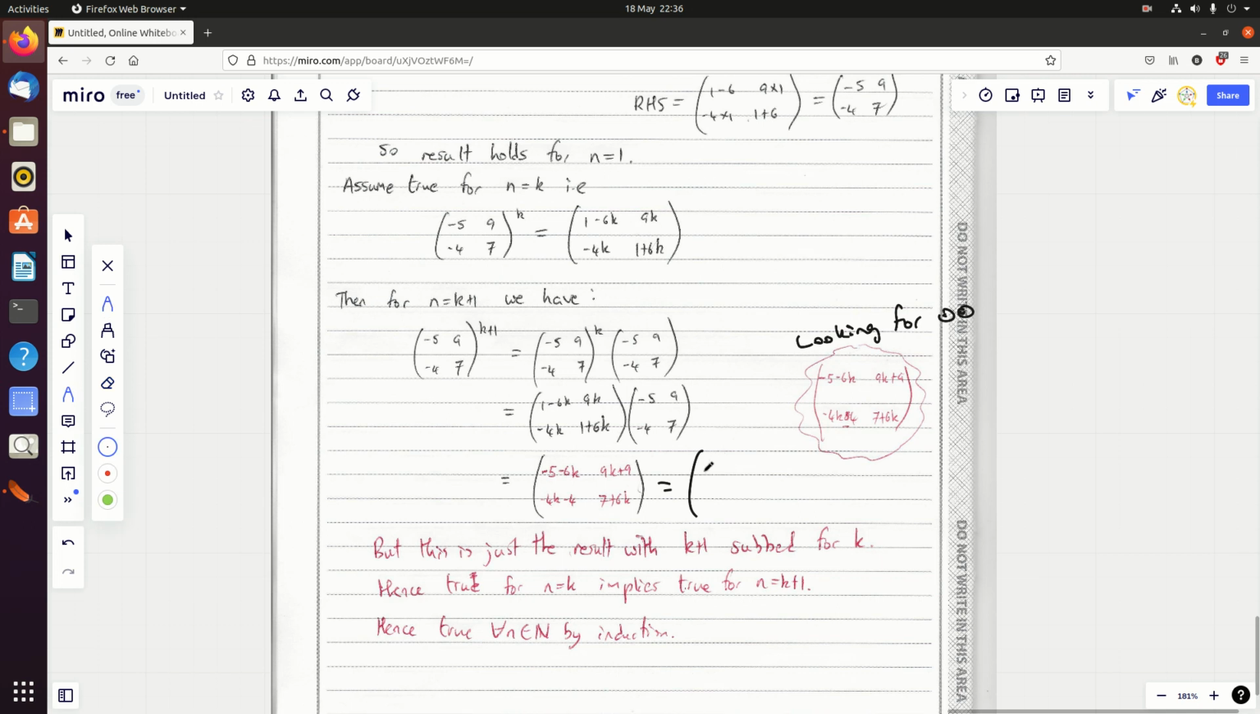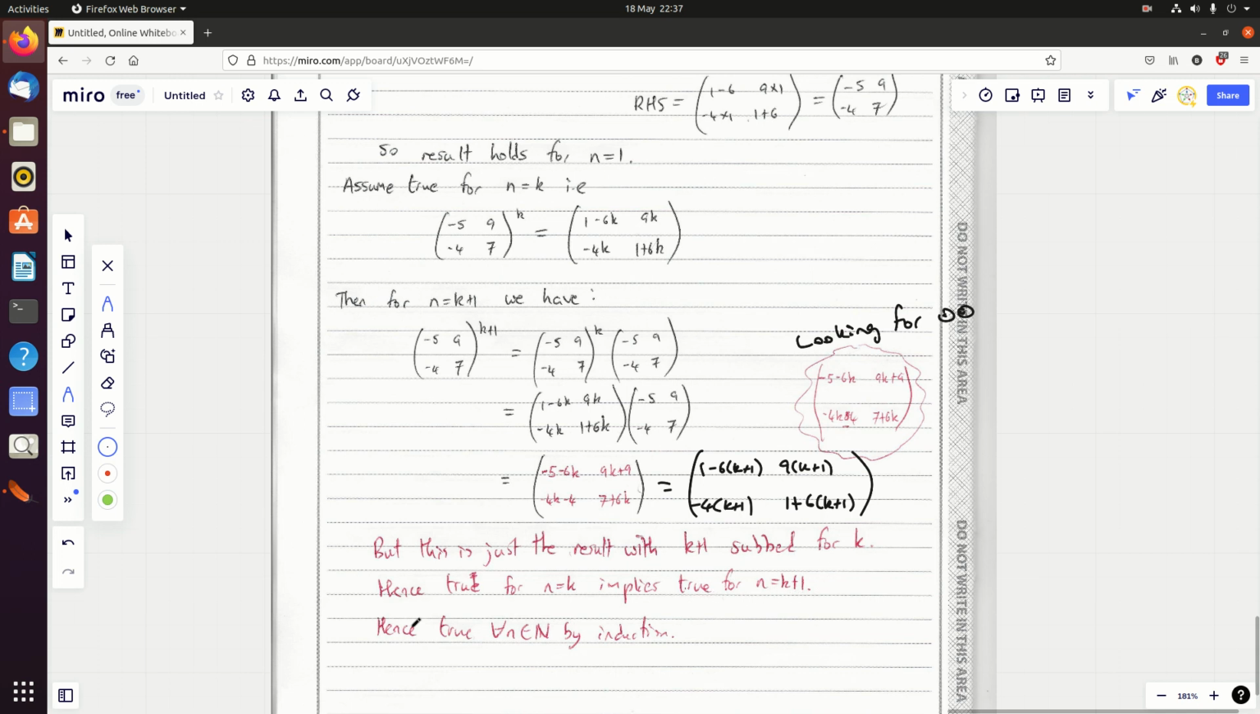They write this 1 minus 6k plus 1, and then 9k plus 1. It's probably a good idea to do this at the end. Minus 4k plus 1, just so they can see that it is indeed the result substituted with k plus 1 for k. And then you can say, hence true for n equals k implies that it's going to be also true for n equals k plus 1.